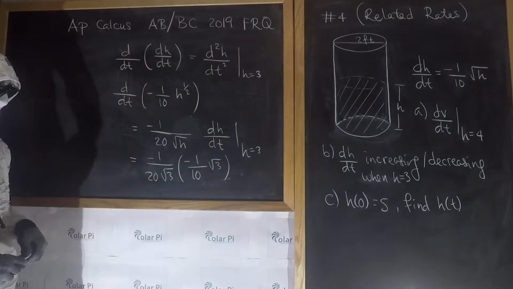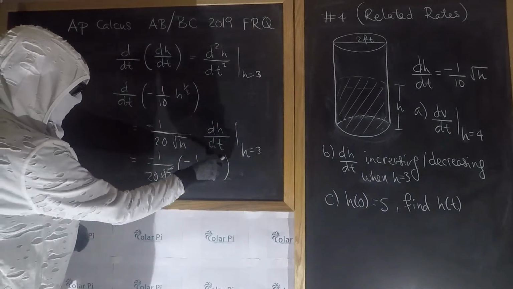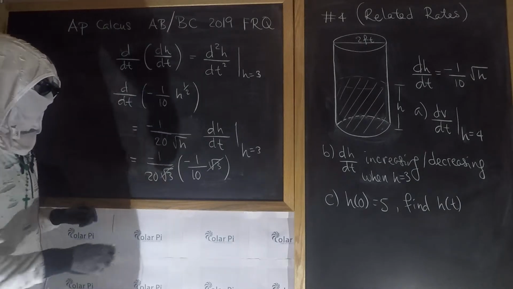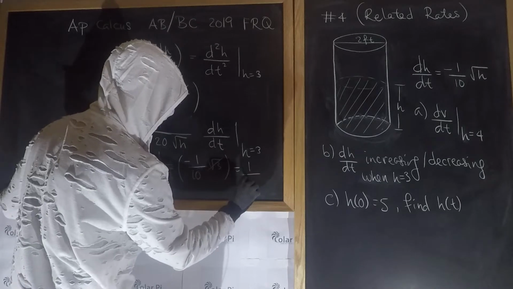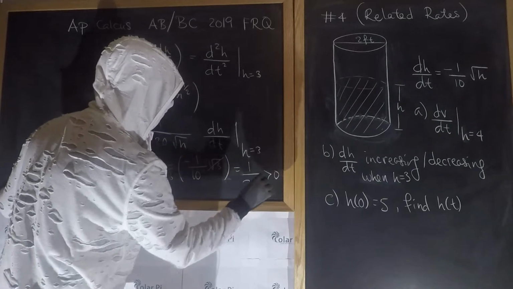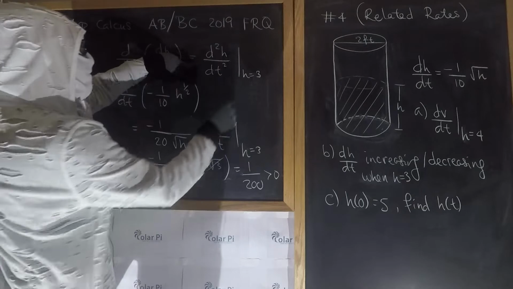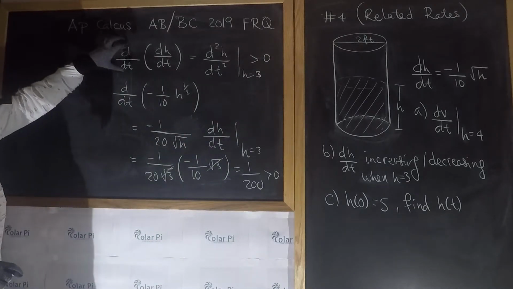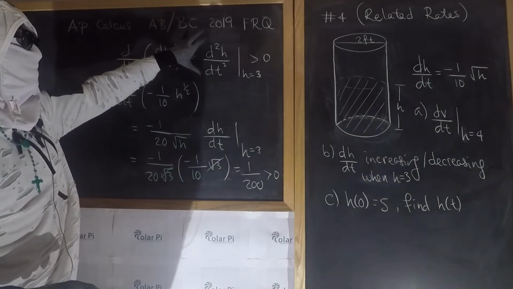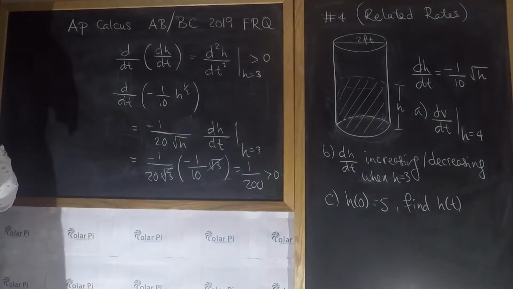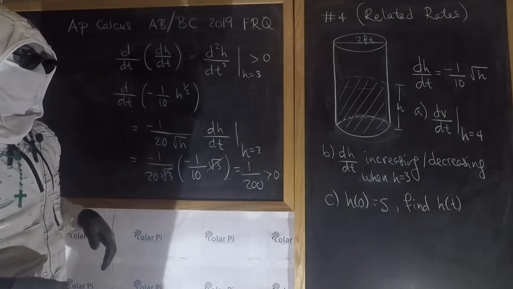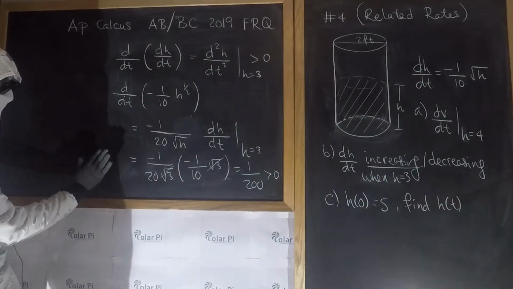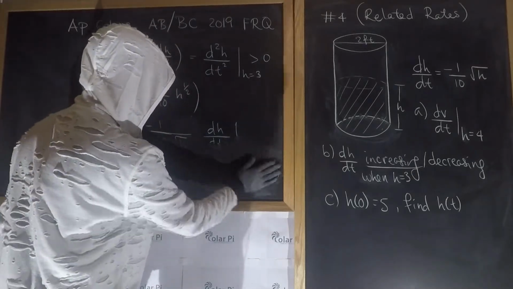Now, look at what happens. We can cancel this, and so we have negative 1 over 20 times negative 1 over 10. That's positive 1 over 200, and this is greater than 0. So as the rate of change of dh/dt is greater than 0 at h equals 3, we conclude that it is increasing. Okay, cool. That's that for B. And then on to C.